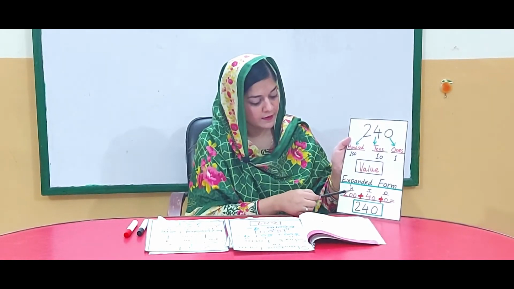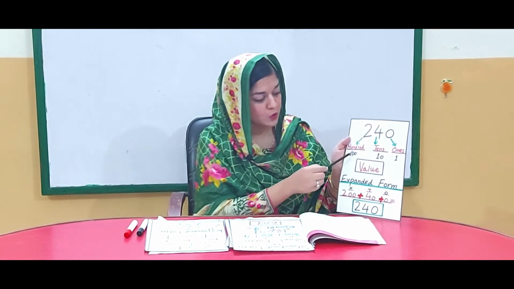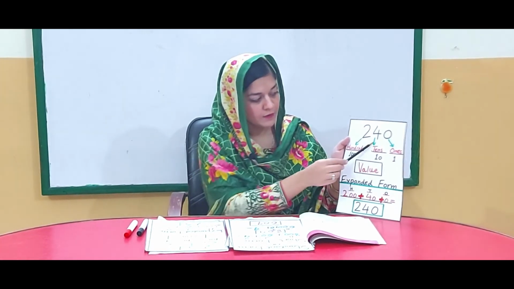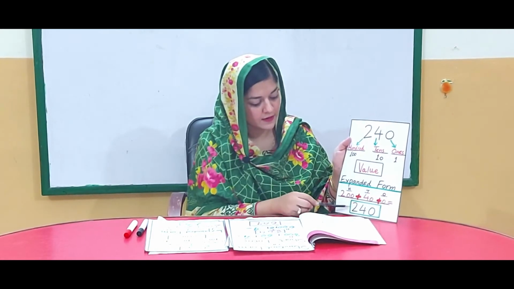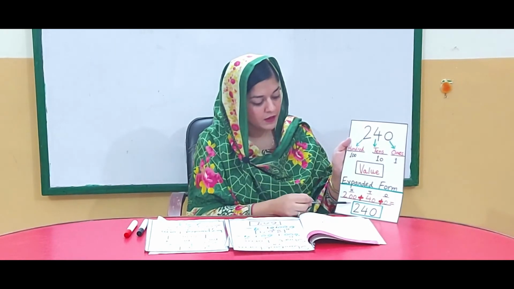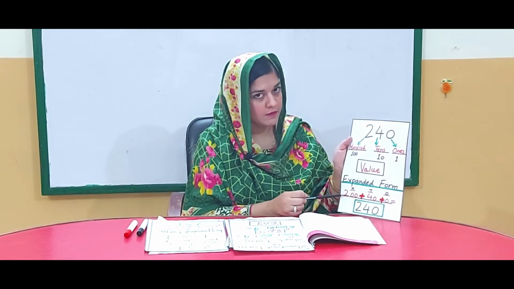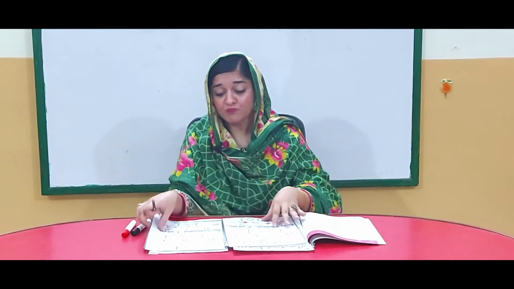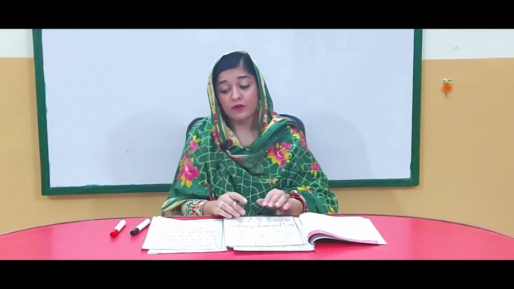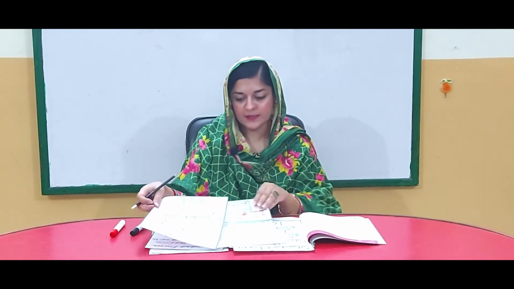It is given as hundreds, tens, ones. These are the values. So we write 200, 40 and 0 as it is. When we sum it up, it becomes 240. This is the expanded form and this is the standard form. In expanded form, we write the value of each and every individual digit. Now it is clear to you.